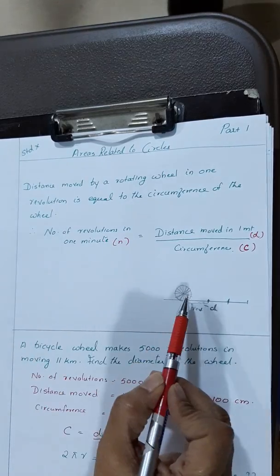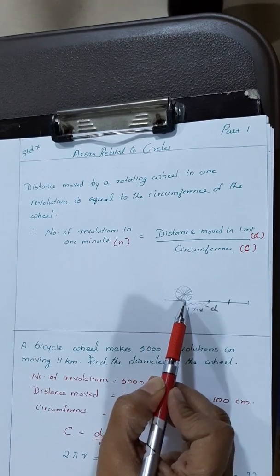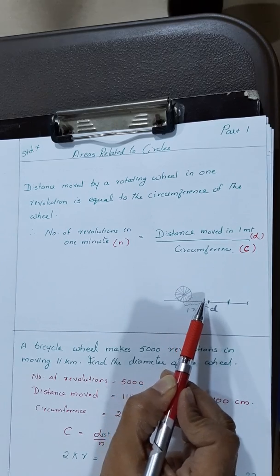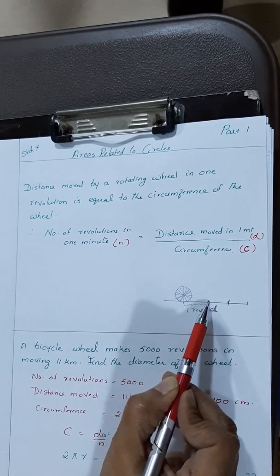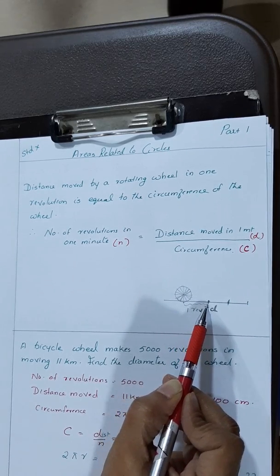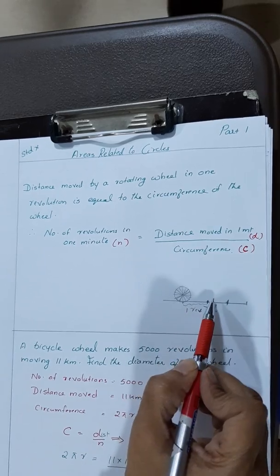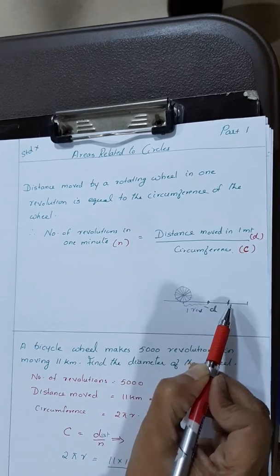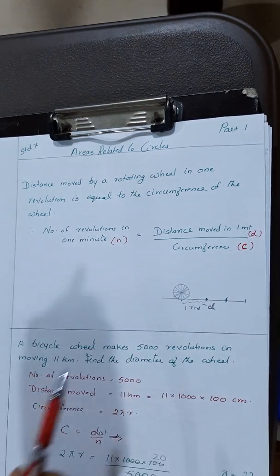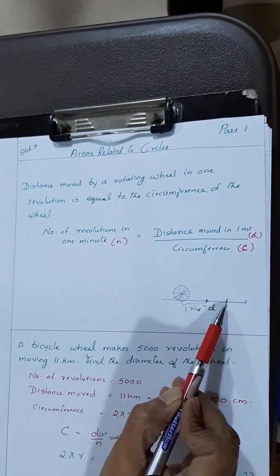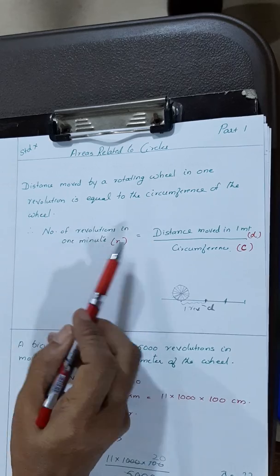Suppose this is a wheel and it is at this point. Now this wheel moves one revolution. Then this point will reach this point, so in one revolution, this will be the distance moved. And with one more revolution, this point will reach here. So the distance moved in 2 revolutions will be from here to here. This is the concept that we are going to use in the problems.